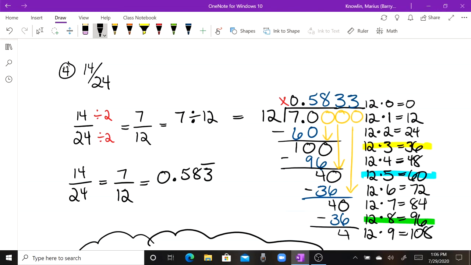And that, ladies and gentlemen, will conclude changing a proper fraction to a decimal.